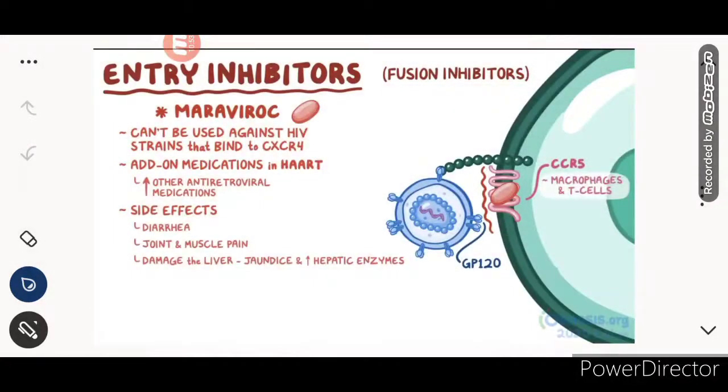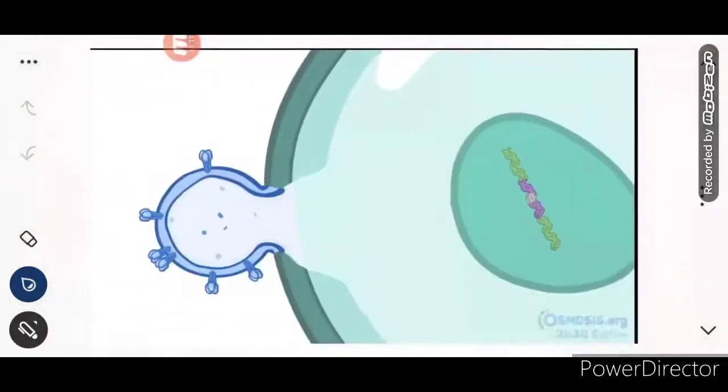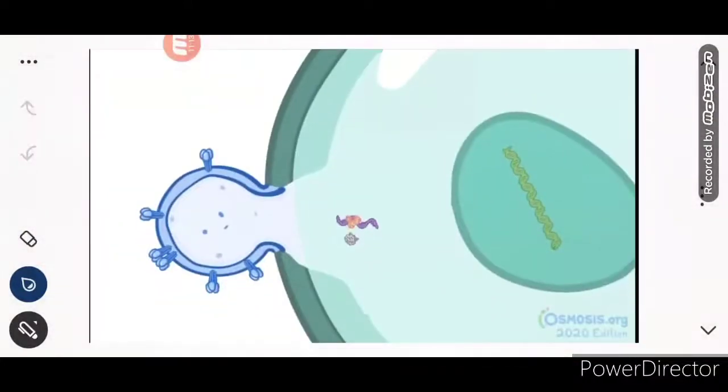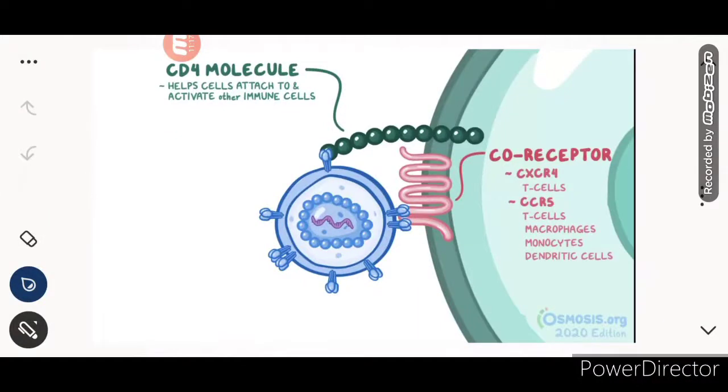The next example is maraviroc. Maraviroc is also an entry inhibitor. It basically binds to the CCR5 that is present on the macrophages and T cells. I told you that here we can see, I'll just show you. Okay, so here are some examples. I told you that CCR5 is present in the T cell, macrophages, monocytes, and the dendritic cells.